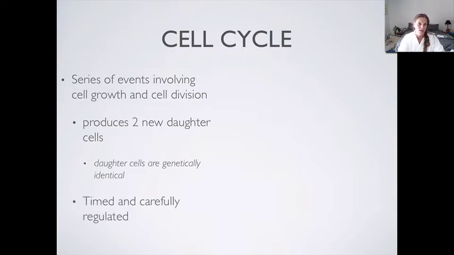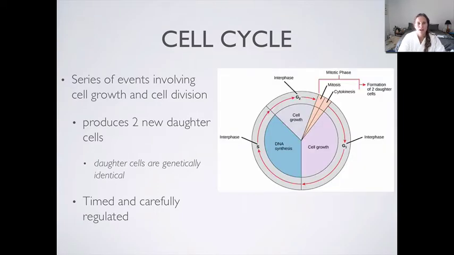So you start with one cell and you essentially replicate it. You make an exact copy. The cell cycle is timed and it's very carefully regulated. This is what the cell cycle looks like. This is a picture out of the Concepts of Biology book that you have free online. So this is the life of the cell. This is the growth period of the cell, the part where the DNA is made and copied, and then the finishing portion of cell growth.